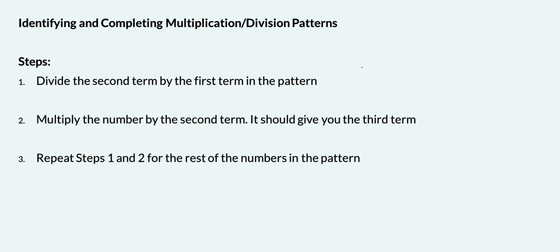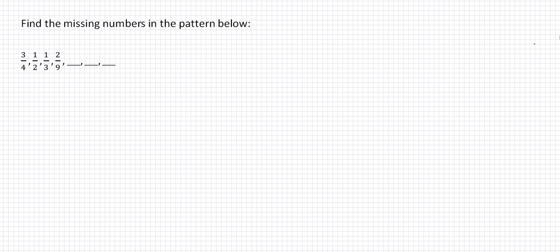So how do we go about this? The method is similar. If you've looked at our other lessons in this series, you would see that we follow the same pattern. We divide the second term by the first term, multiply that value by the second term to get to the third term, and you repeat that as many times as possible until you identify all the terms in the pattern. Now let's try some examples.